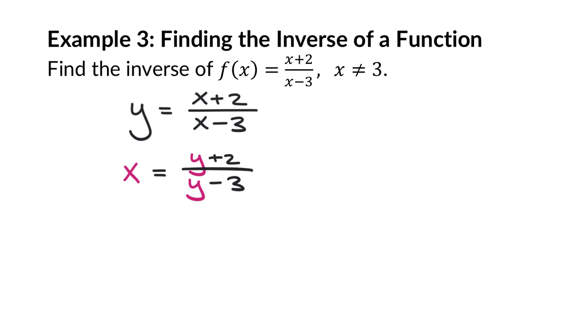The first thing we're going to do is we're going to multiply both sides by the denominator. So I'm going to multiply y minus 3 on both sides. Why am I doing that, you ask? Great question. Thank you for asking. It's going to eliminate this factor on top and bottom.